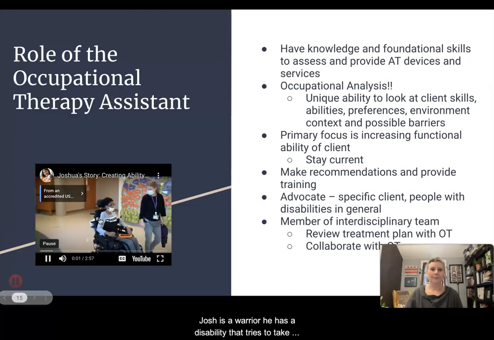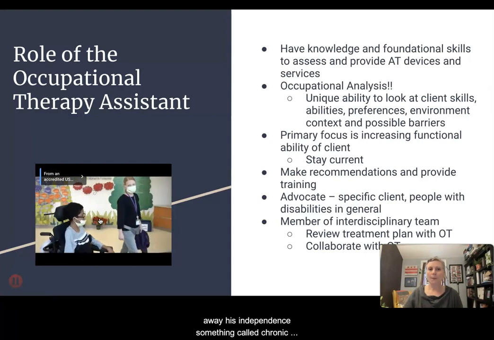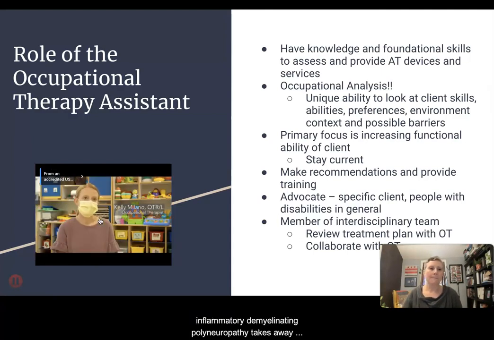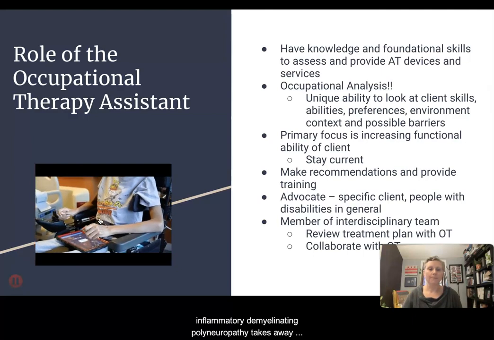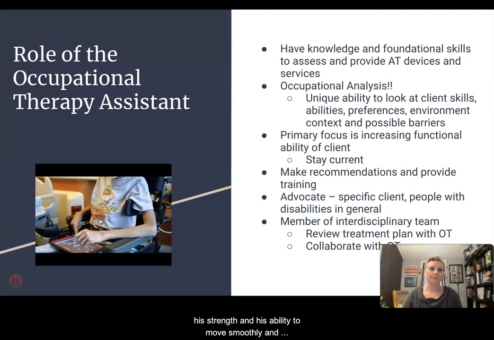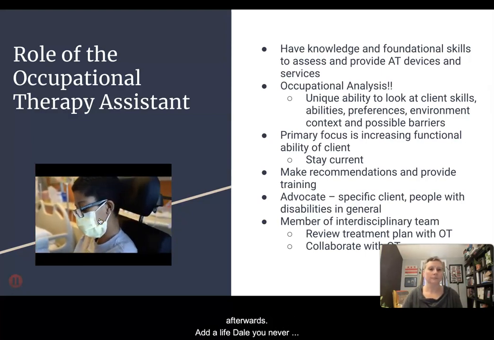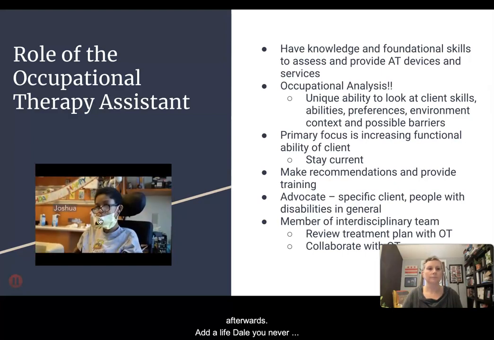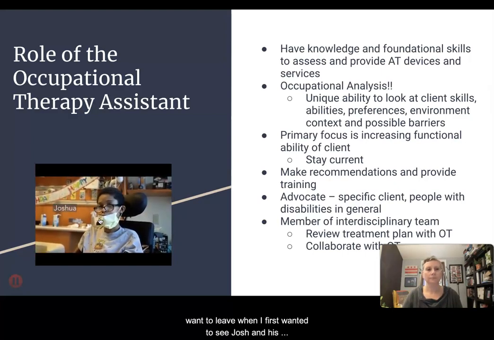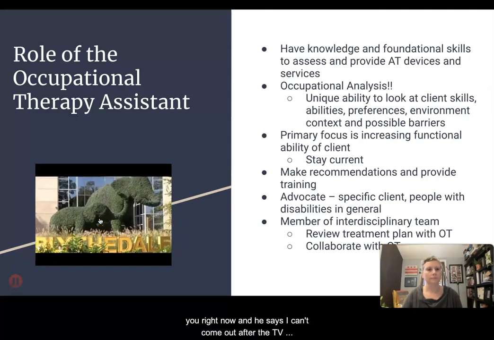Josh is a warrior. He has a disability that tries to take away his independence. He has something called chronic inflammatory demyelinating polyneuropathy, which takes away his strength and his ability to move smoothly. In December of last year, I had spine surgery. They needed a rehab for me to go to afterwards for therapy. I told them, Lifedale, you never want to leave.